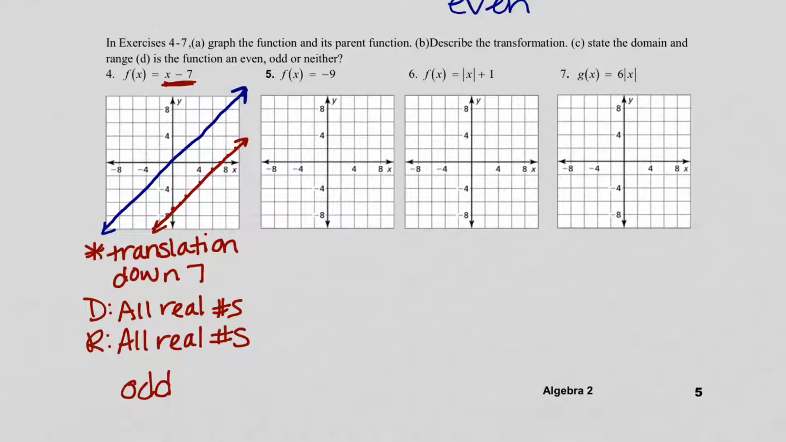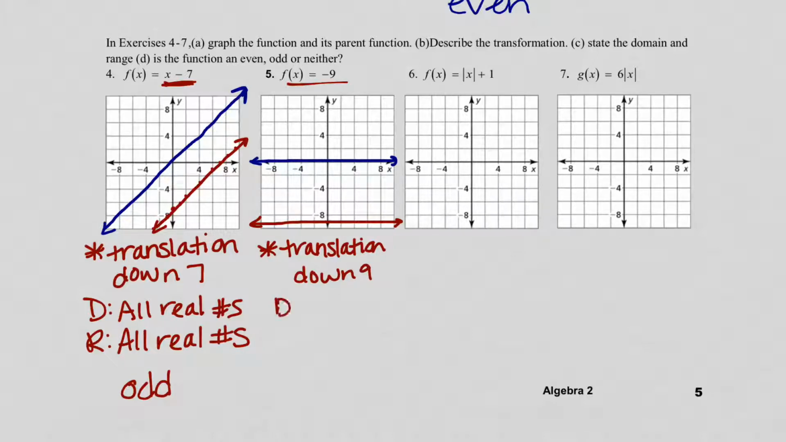Okay, number 5. If I graph that parent function, this is a constant, so its parent function is at 0, 0. Okay, graphing this at -9 is right here. So again, this is just going to be a translation. And I do like you to describe what happened. So in this case, it went down 9.